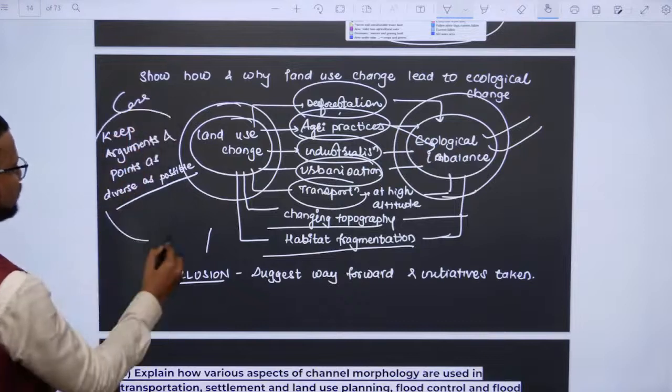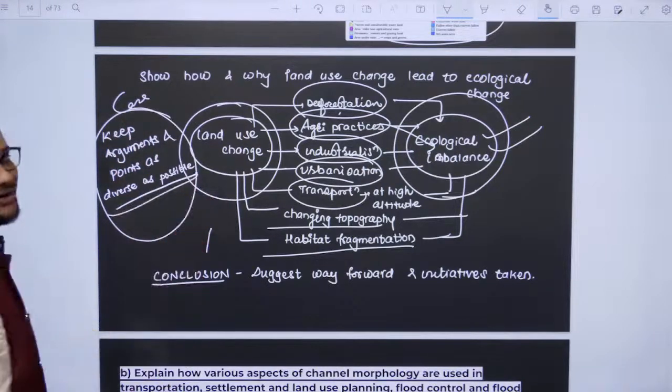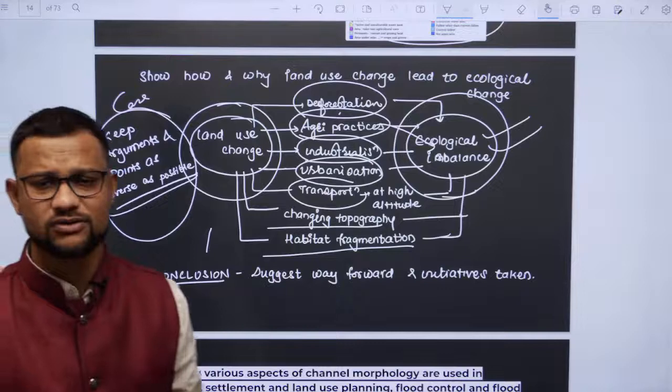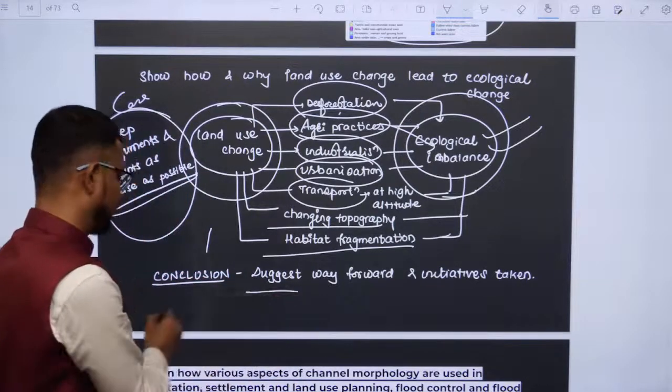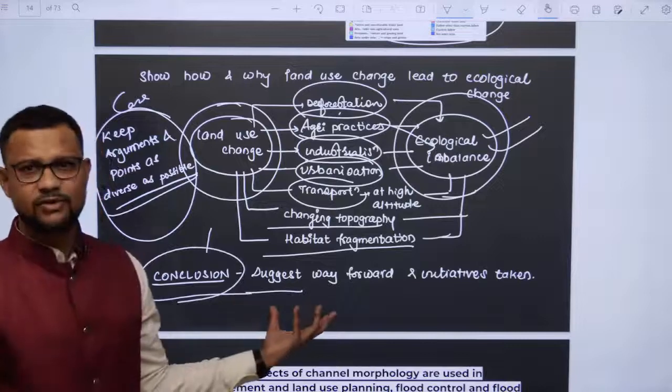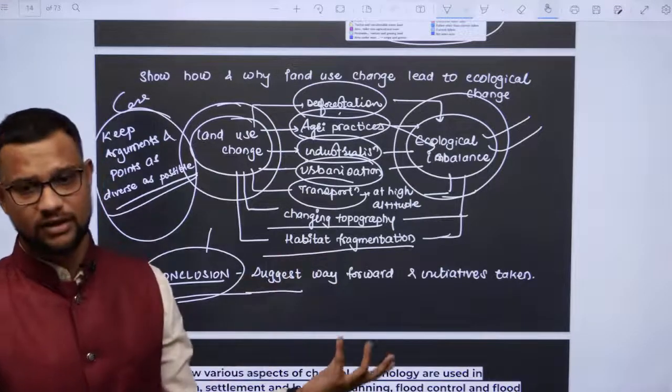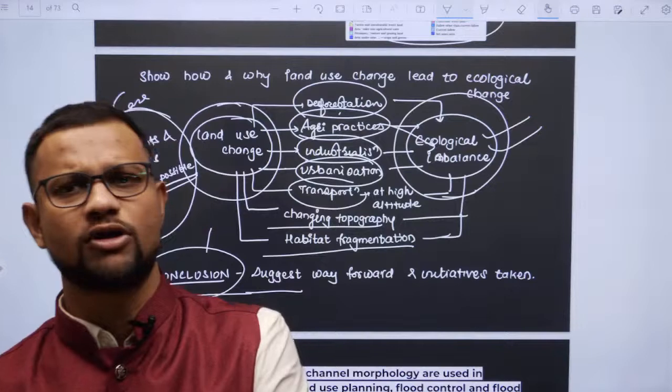Keep arguments and points as diverse as possible. तो जितने ज्यादा रखोगे diverse, it will be easy for the evaluator to give you more marks. And in the conclusion, just suggest a way forward, right? कि लैंड यूज कवर कैसे कंट्रोल कर सकते हैं, जो इकोलॉजिकल इम्बैलेंस हो रहा है.